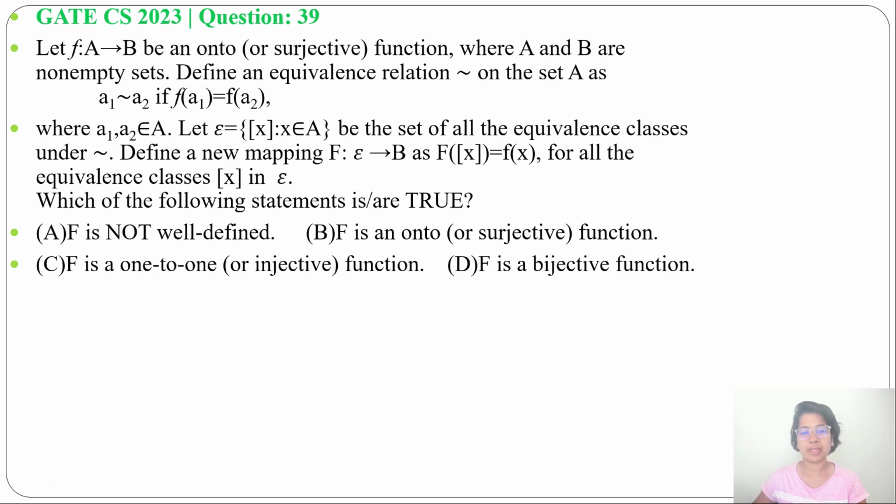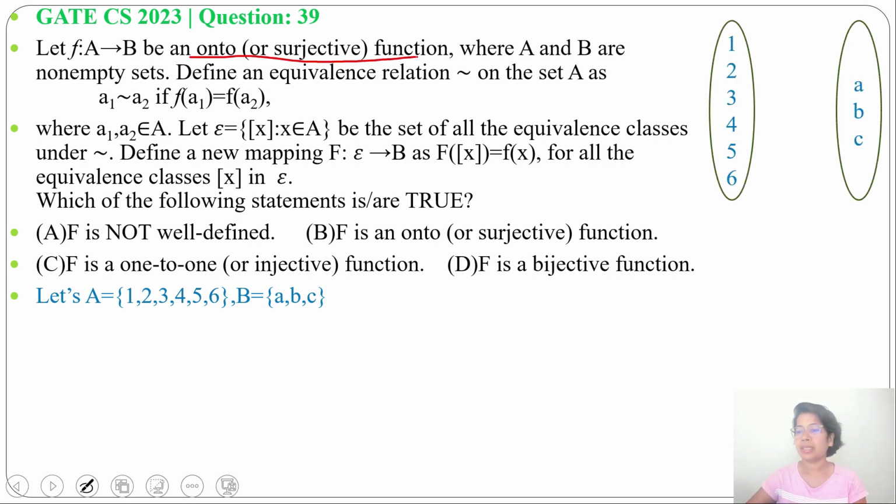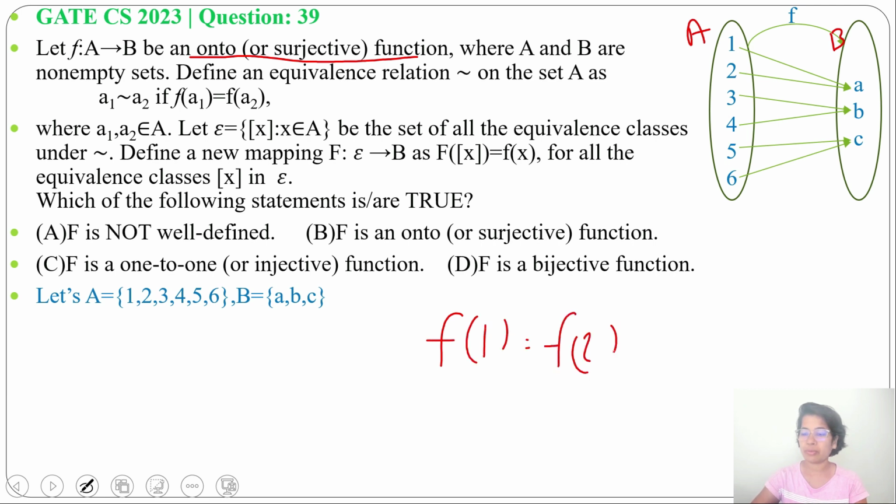So let me take an example so that you can clearly understand. Let set A contain 1, 2, 3, 4, 5, 6. Set B contain a, b, c. Now I'll create an onto function from set A to set B. This is our set A, this is our set B. Set A contains 1, 2, 3, 4, 5, 6. Set B contains a, b, c. Now f is a function from set A to set B. Let 1, 2 both map to a, 3, 4 both map to b, 5, 6 both map to c. So f of 1 equals f of 2 equals a.